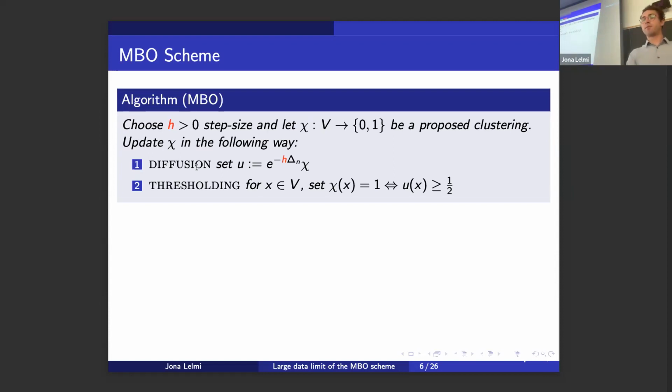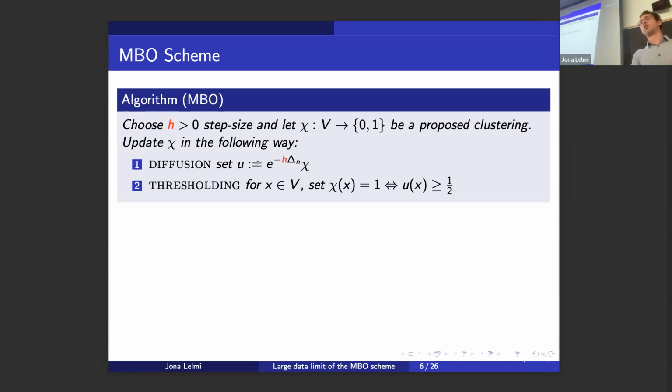The first step is the diffusion step here, in which essentially this exponential is really the exponential of the matrix given by the graph Laplacian. So this is just the exponential of a matrix applied to the function chi, which is nothing but a vector.